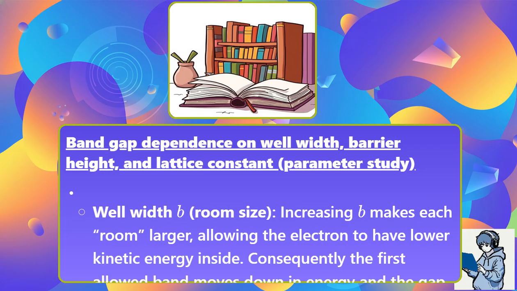Well width b: room size. Increasing b makes each room larger, allowing the electron to have lower kinetic energy inside. Consequently, the first allowed band moves down in energy and the gap shrinks. In the extreme limit where b approaches a, with no barriers, the model becomes a free electron gas and the gap disappears.